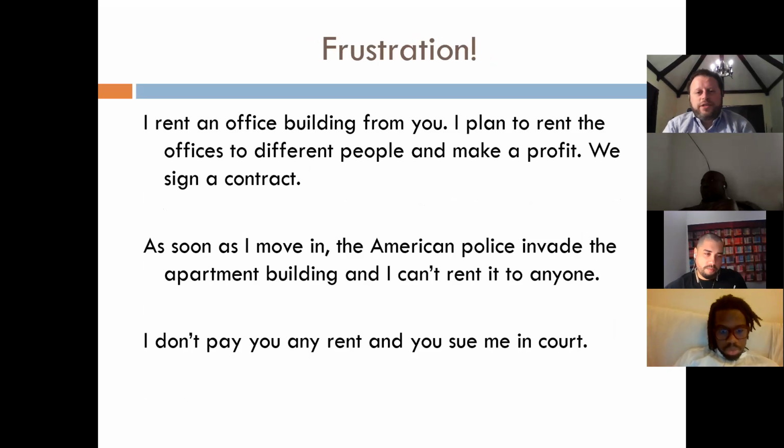So I rent an office building and I plan to rent the offices to different people and make a profit, and we sign a contract. As soon as I move in, the police invade the apartment building. A better example now would be there's COVID. So I rent this apartment building, I plan to make a profit, rent the apartments out to everybody, we sign a contract, then COVID hits. Now I can't rent it to anybody, so I don't pay you and you sue me. Do I have to pay you?